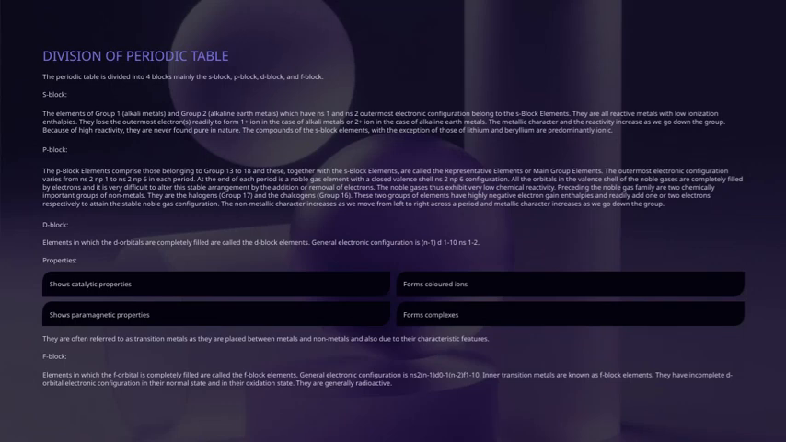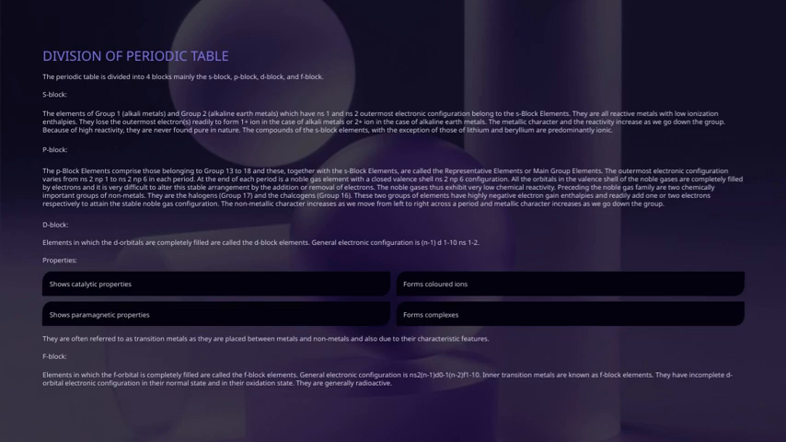Let's move on to Slide 5, where we explore the division of the periodic table into different blocks. First, we have the F block, which includes the elements in which the F orbital is completely filled. These are called the F block elements, also known as the inner transition metals. They generally have an electronic configuration of ns2, (n-1)d0-1, and (n-2)f1-14. Inner transition metals are typically radioactive and are characterized by incomplete d orbital configurations in both their normal and oxidation states.